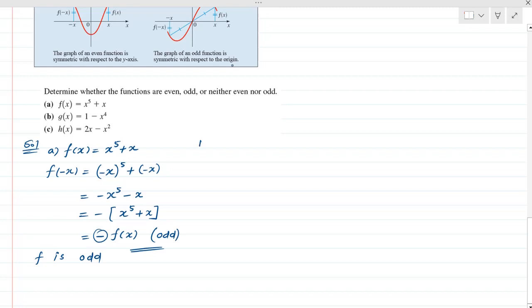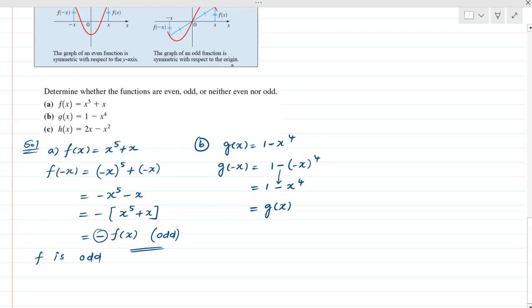Now let us check with the next one. We have g of x equal to 1 minus x power 4. I just substitute x equal to minus x. So what happened here? 1 minus of minus x whole power 4. So what will we get here? 1 minus x to the power 4. Since it is an even power, it will absorb the minus sign. This minus is as it is. So you will get g of x.